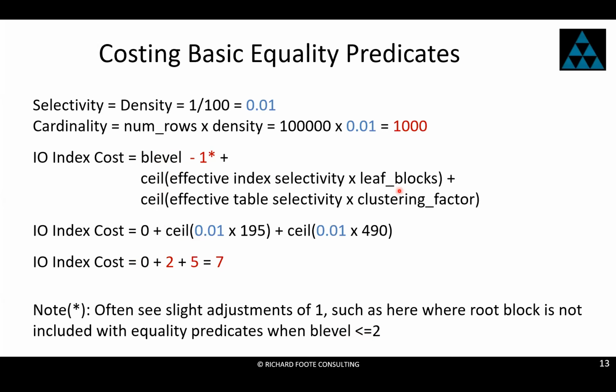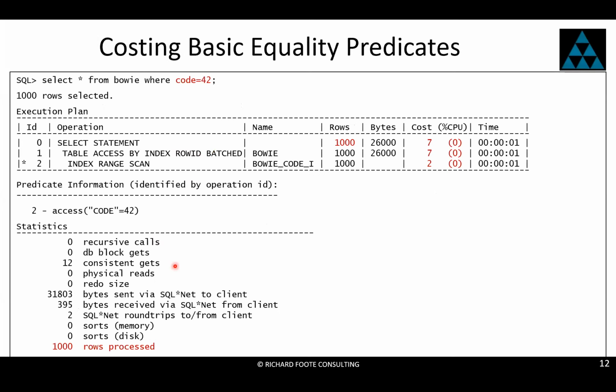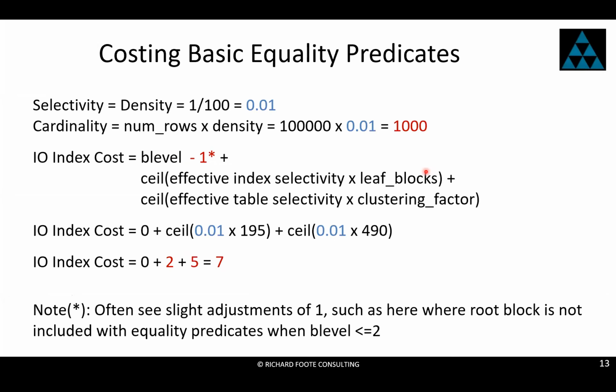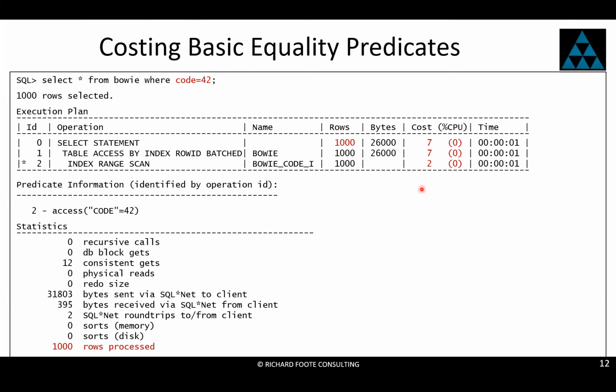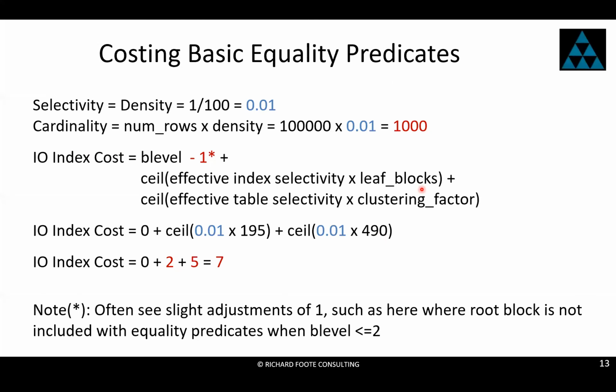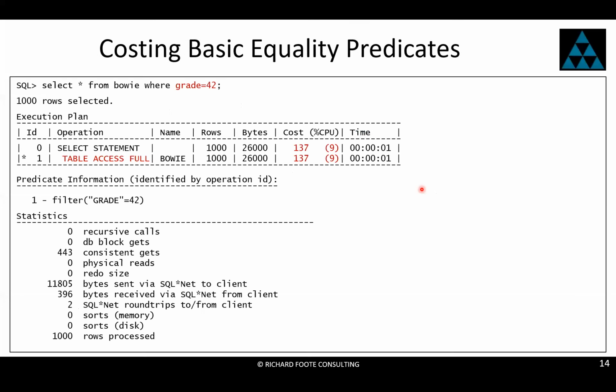Then we add the cost of using the index. It's 1% of the 195 leaf blocks. That equals 2. So this is where this number 2 comes from. It's 2 blocks, says Oracle, roughly of the index we need to read. Then, how many table blocks do we need to access? It's 1% of the clustering factor. 1% of the clustering factor gets rounded up to 5. 5 plus 2 equals 7. And that's where these numbers come from, 7. And because these numbers are accurate, I'm confident it's doing the right thing.